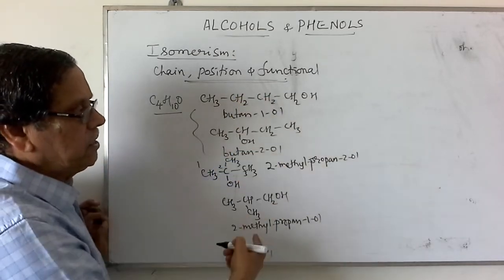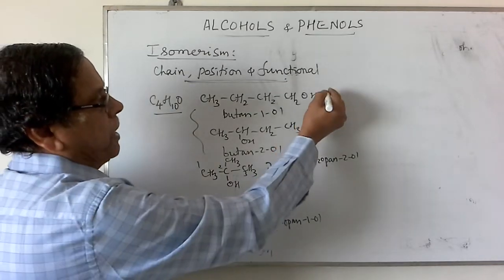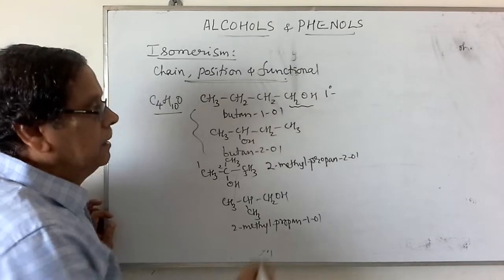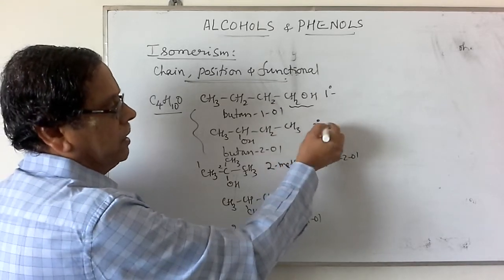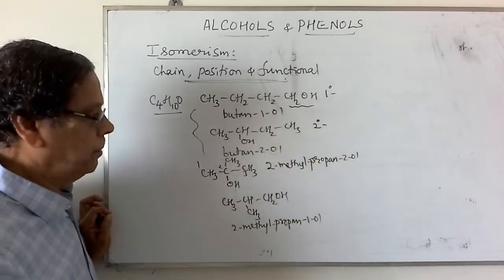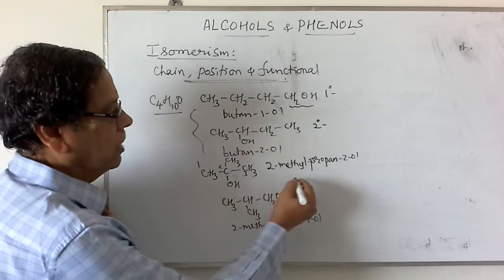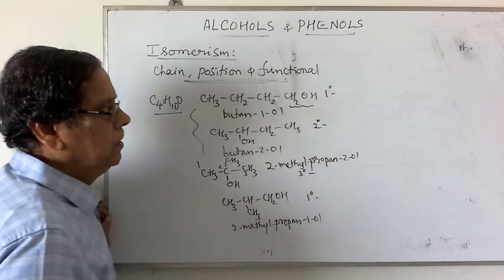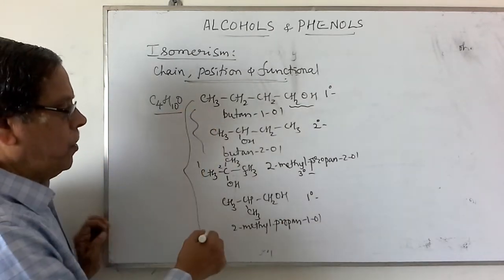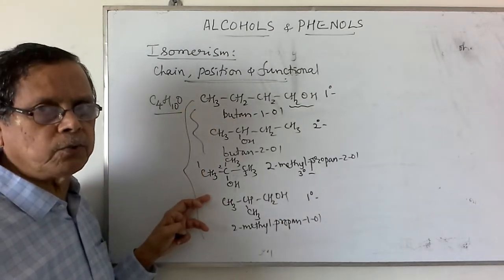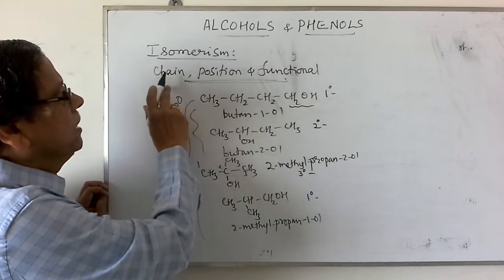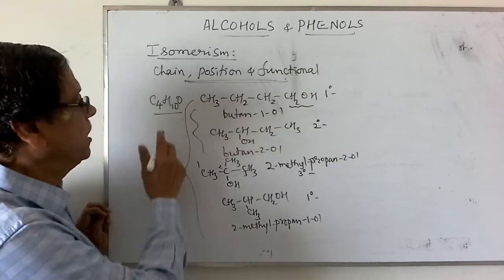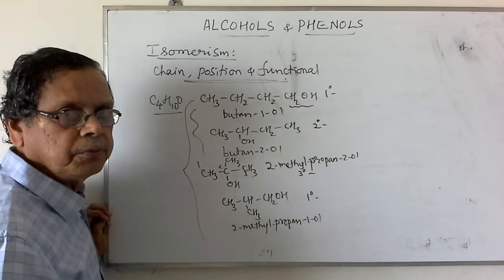Now if you consider these 4 examples, this is a primary alcohol because the CH2OH group is present. This is a secondary alcohol. We can consider the examples for classification also. Then this is a tertiary alcohol. This is primary again. So these 4 compounds contain the same functional group, that is the OH group, but either the chain or the position of the OH group is different. That's why they are either chain isomers or position isomers.